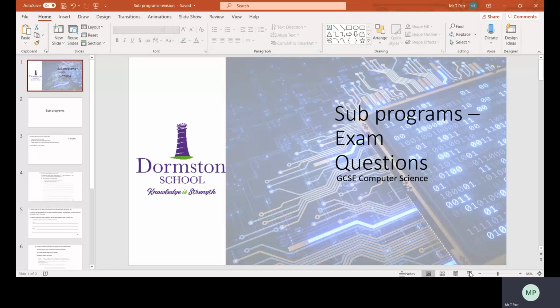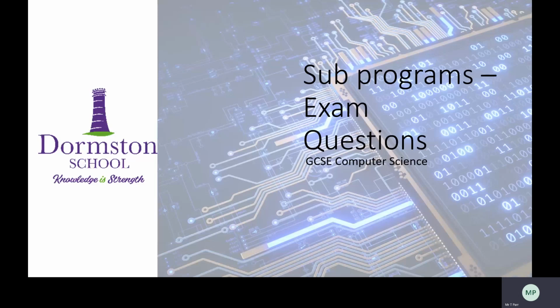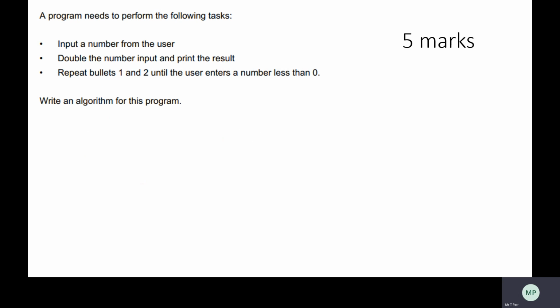Okay, here we go. So let's get started. The first question is nothing to do with subroutines. It's just a little starter activity to get our brains thinking how to write algorithms. A program needs to perform the following tasks: input a number from the user, double the number, output and print the result, and repeat bullets 1 and 2 until the user enters a number less than 0. 5 possible marks. Write an algorithm. In this particular instance it says write an algorithm, so this could be a flowchart or it could be pseudocode. Have a go, pause the video, see what you can come up with.